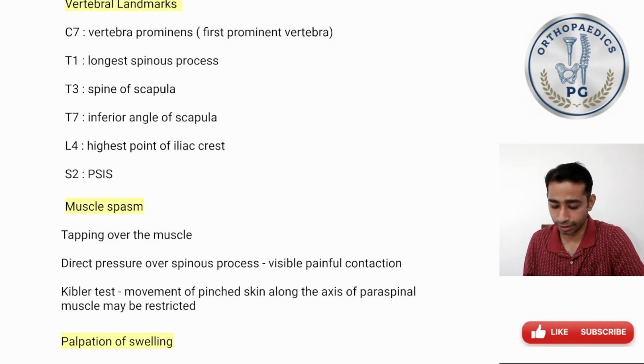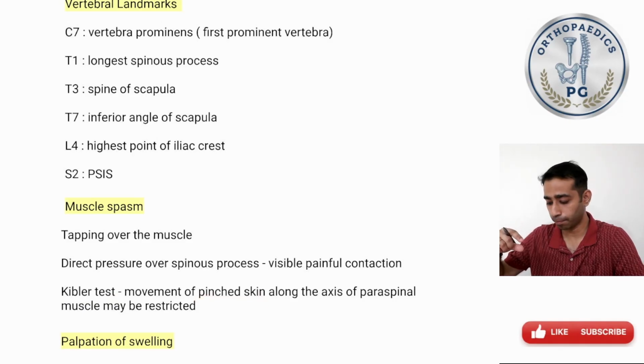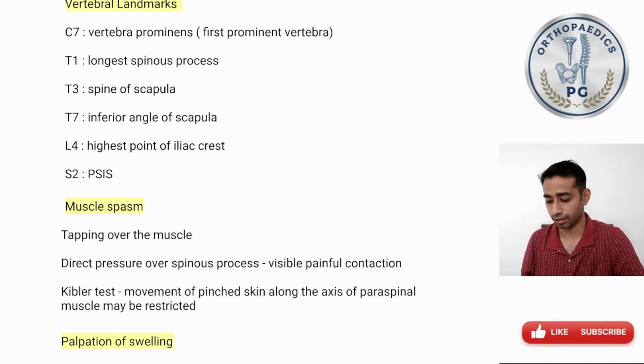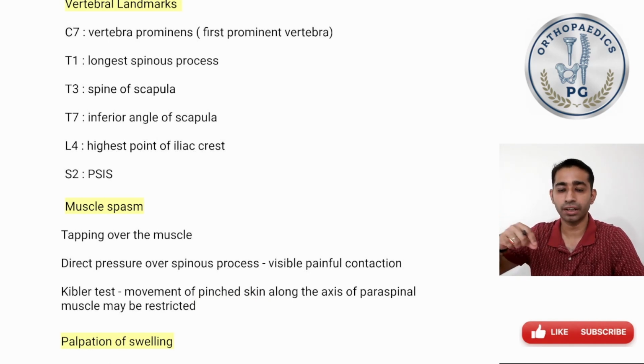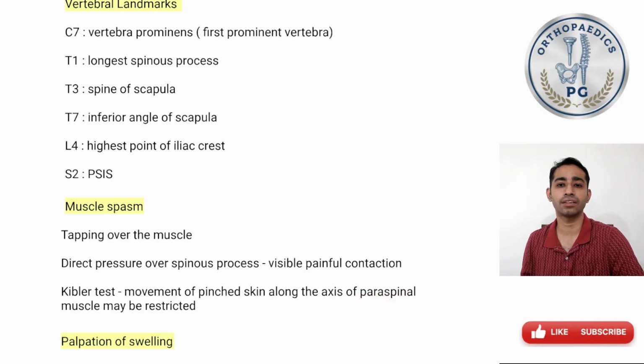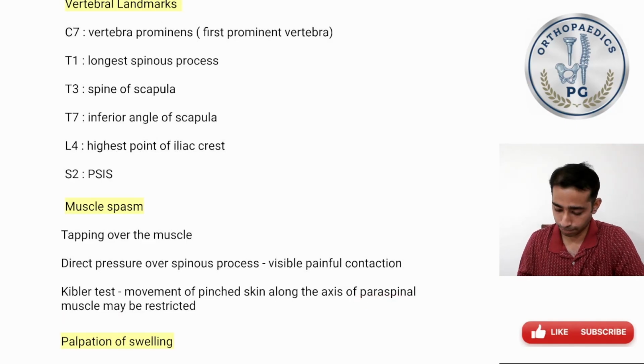And there is also one test called as the Kibler test. So you pinch the skin over the paraspinal muscle and you try to move it along the axis of the paraspinal muscle. So when you pinch the skin and try to move it along the axis of the paraspinal muscle, this movement may be restricted when there is a paraspinal spasm.